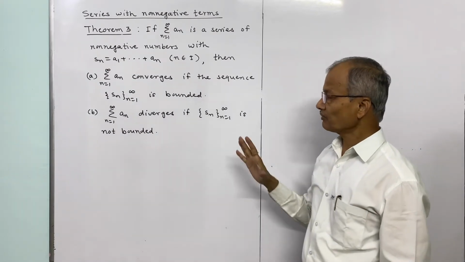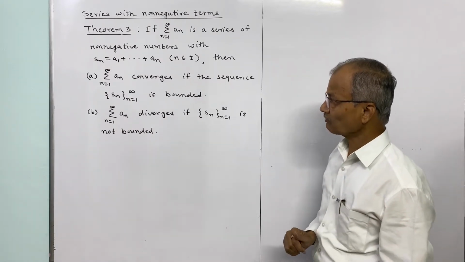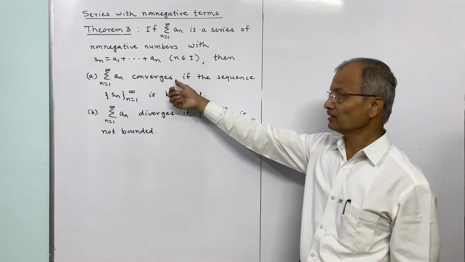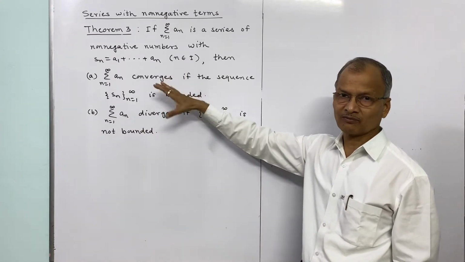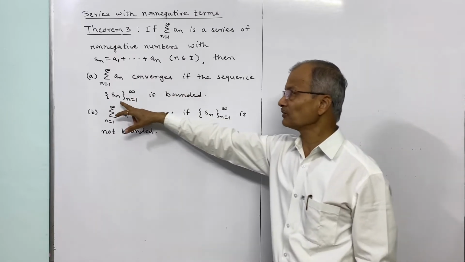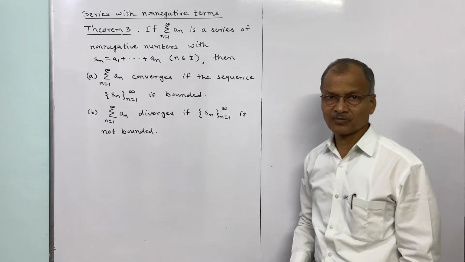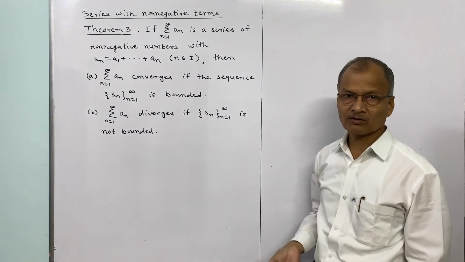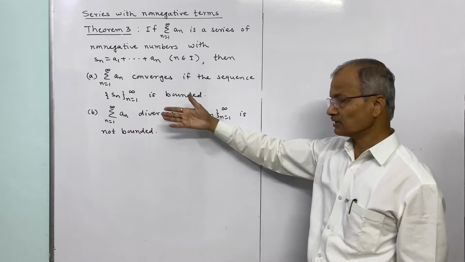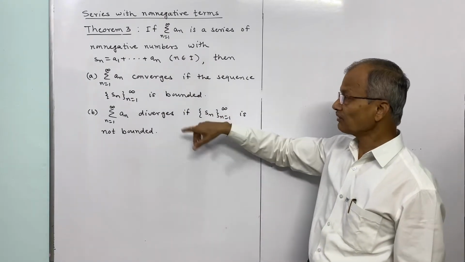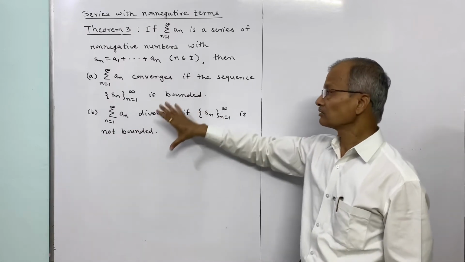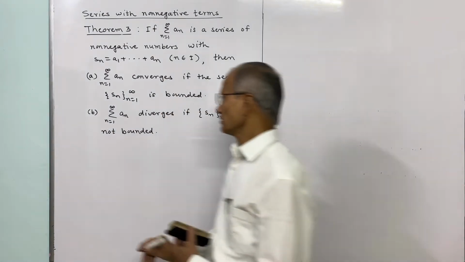Earlier, by definition, convergence of a series is defined in terms of convergence of the sequence of partial sums: if Sn is convergent, then sigma an is convergent, and if Sn is divergent, the series is divergent. Now, instead of convergence, it is written in terms of bounded and not bounded. So that we shall now do.